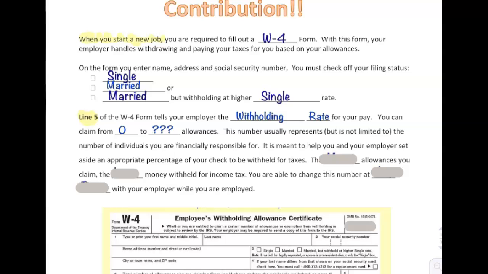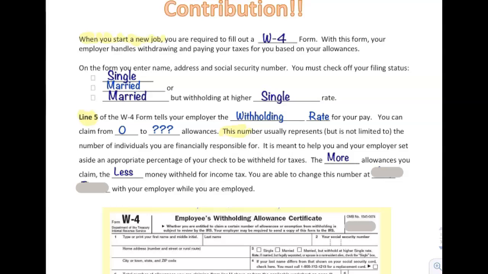So this number usually, right here, represents but is not limited to the number of individuals you're financially responsible for, which is the scenario I just told you. It is meant to help you and your employer set aside an appropriate percentage of your check to be withheld for taxes. The more allowances you claim, the less money is withheld for your income tax. And again, that's because the more people you take care of, the less amount of taxes the government's going to charge you, so the less needs to come out of your check for that.